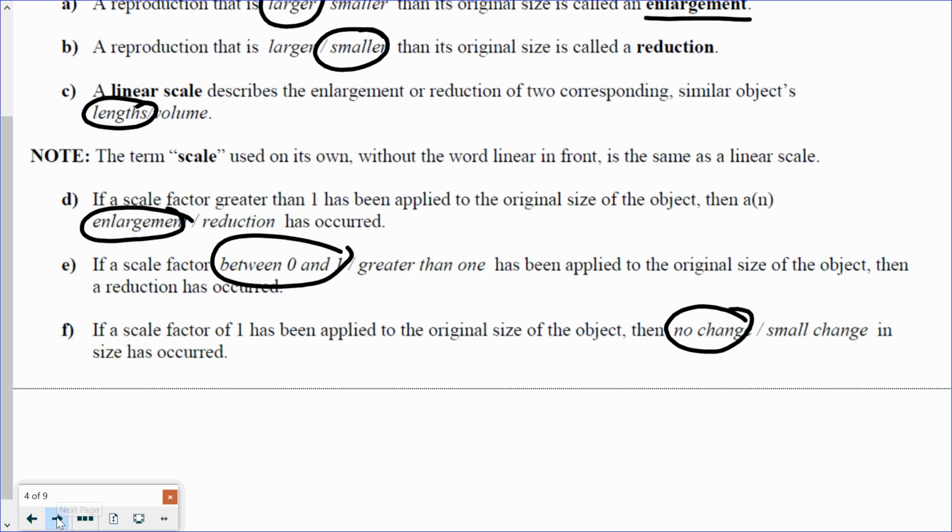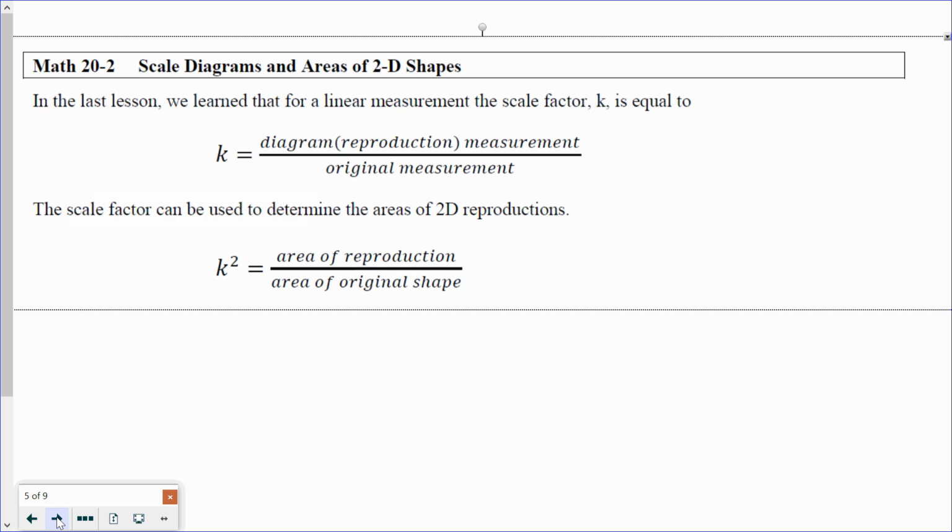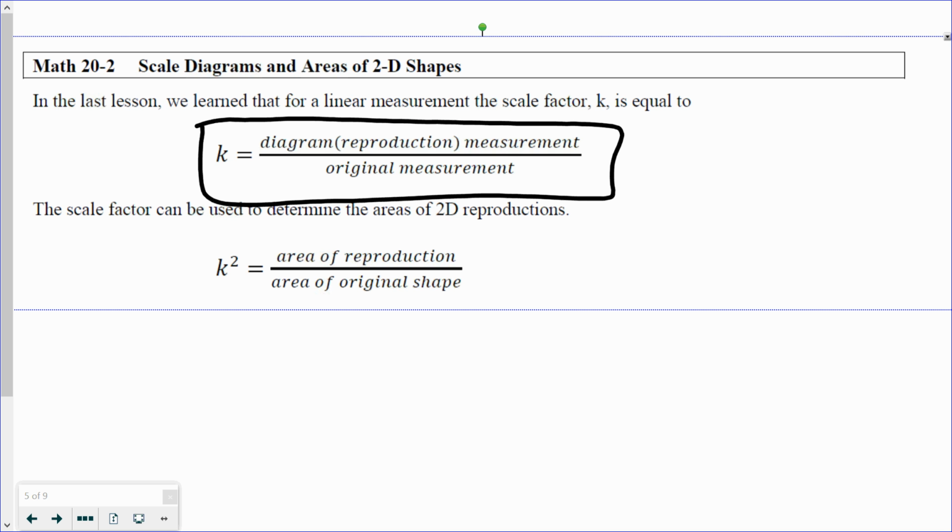So getting into 2 dimensions. In the last lesson, or a few minutes ago, we learned that for a linear measurement, the scale factor K is equal to this. This was that formula that we had before: your reproduction measurement divided by your original. We can then use this to determine the areas of 2D reproductions. So this is our formula now.